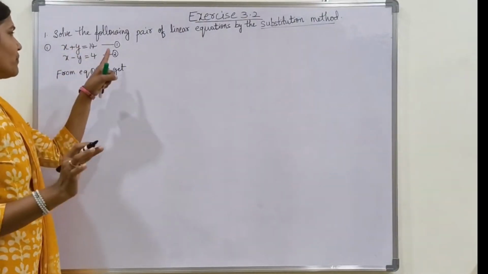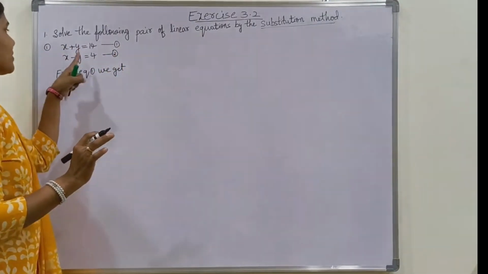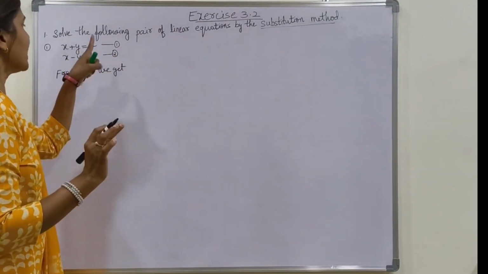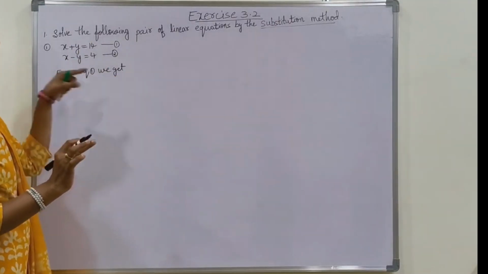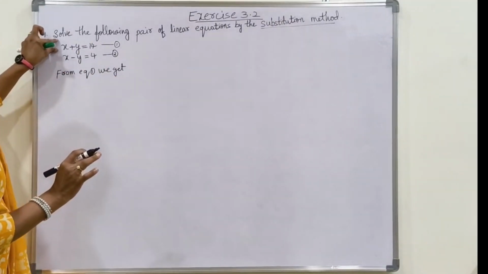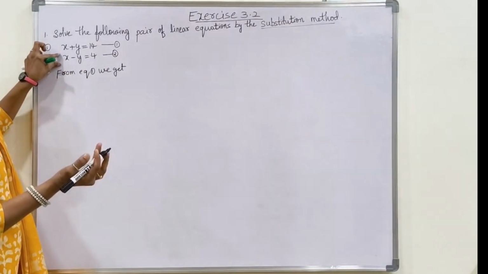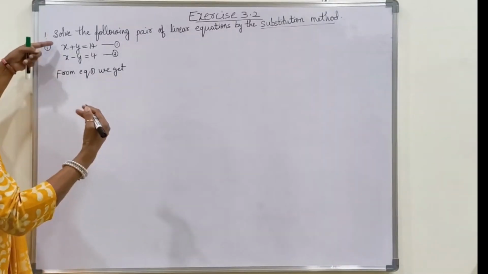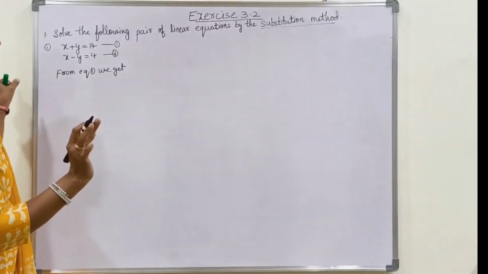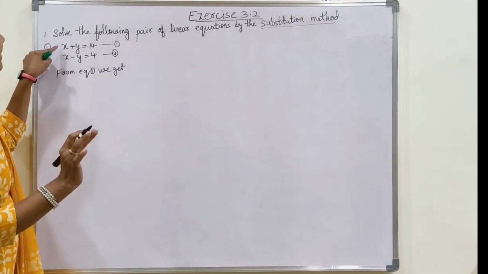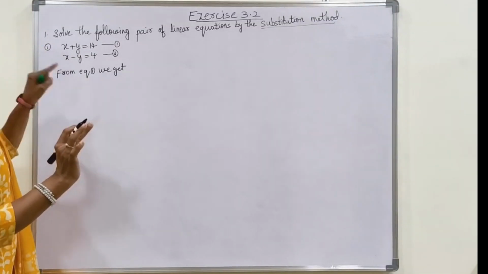x plus y is equal to 14. This is the first equation. x minus y is equal to 4. It is the second equation. Substitution method means we substitute the first equation in the second equation, or otherwise the second equation in the first equation. Any one you have to do. I am doing the first equation and substituting in the second equation.